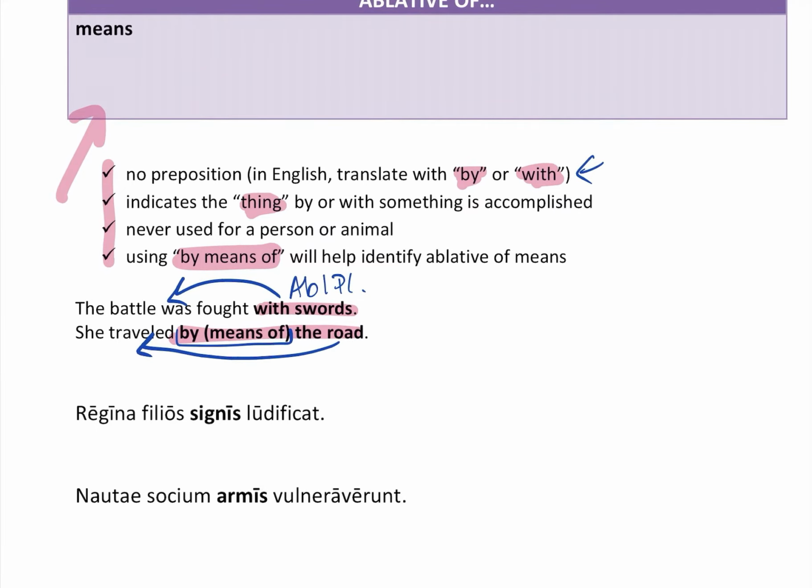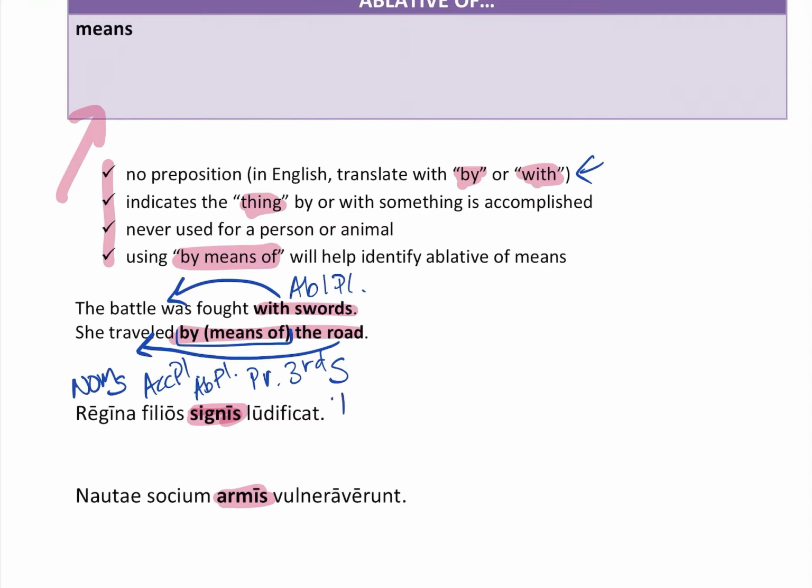All right, let's try a couple of these in Latin, which will help you. Again, I have highlighted for you at first all the ablatives so that you understand and you can find them right away. All right, regina filios signis ludificat. All right, regina can only be the nominative singular. Filios can only be accusative plural. Let's take a look at our verb and see if everything matches. It's present, third, singular. So we can have a separate nominative, and it matches singular and singular. So signis we already know is ablative, and it's ablative plural.